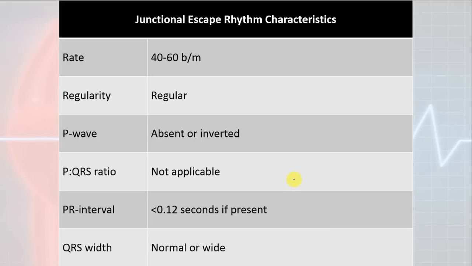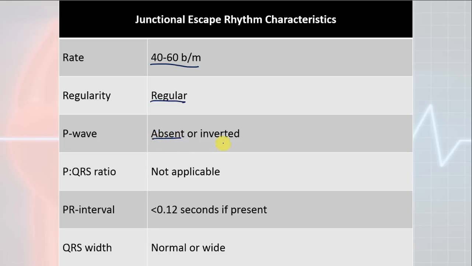Let's look at the junctional escape rhythm characteristics. The rate typically is 40 to 60 beats a minute, and that's an intrinsic rate. It's going to be pretty regular. If there's any irregularity to it, then you might have to look at whether there's something else going on. Typically, though, it's very regular.